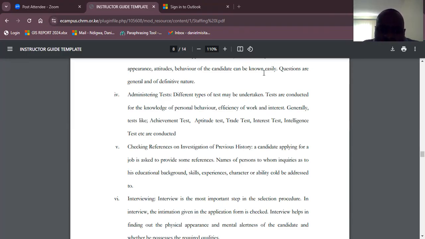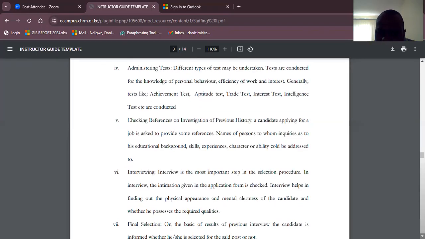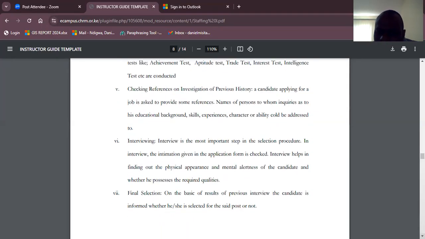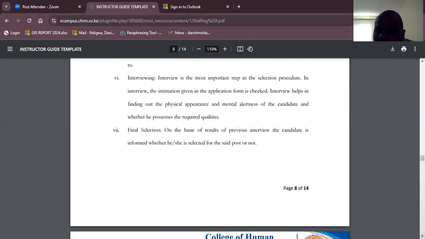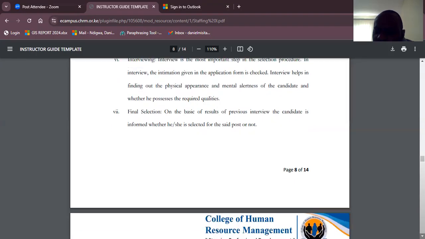Then the interview is the most important step of the selection process. This is now the actual interview that you have to do on the applicants. And lastly, we have the final selection. The best candidates will always be given the opportunity to come on board.